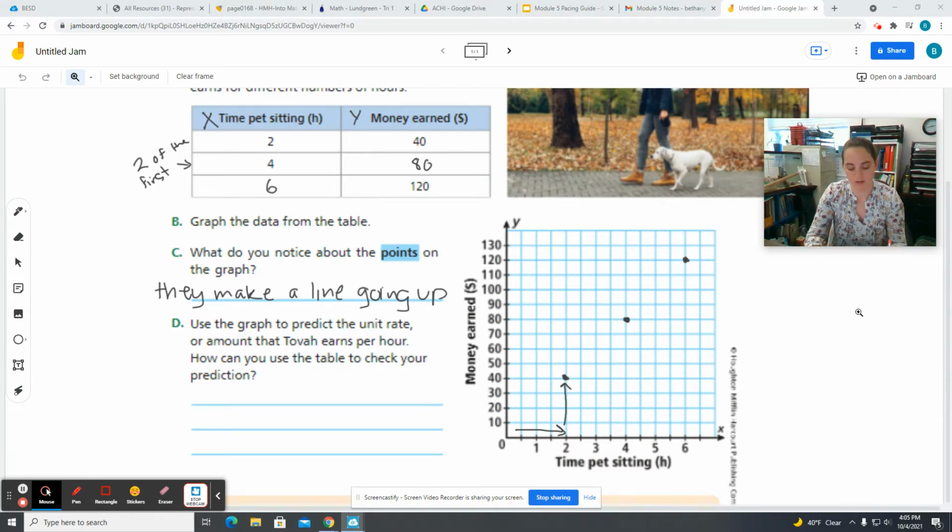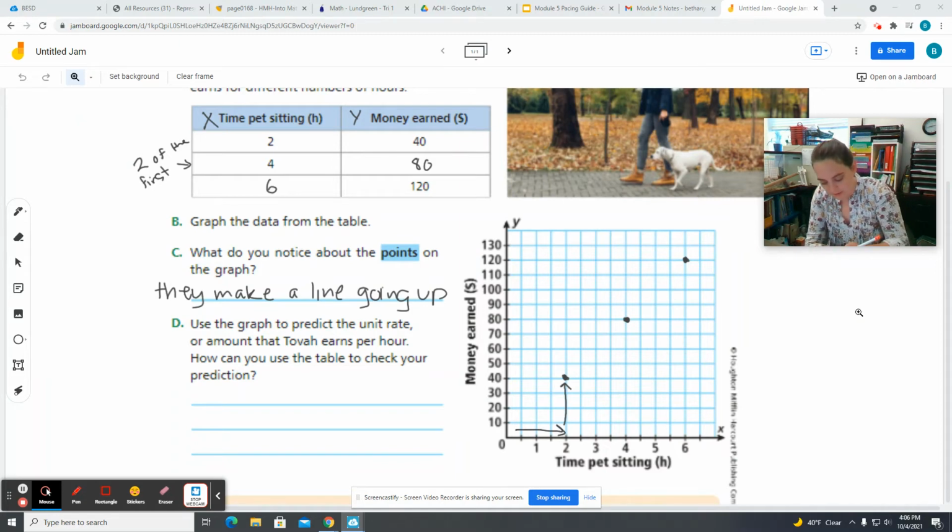For part D, we're going to use the graph to predict the unit rate, or amount that Tova earns per hour. How can you use the table to check your prediction? If this graph is showing the time and the money earned, and it makes a line, then we can assume that if we make a line that goes through those 3 points, anywhere on that line that the time crosses, that's how much money she earned. I'll show you what I mean.